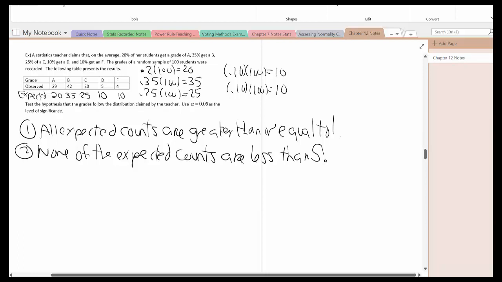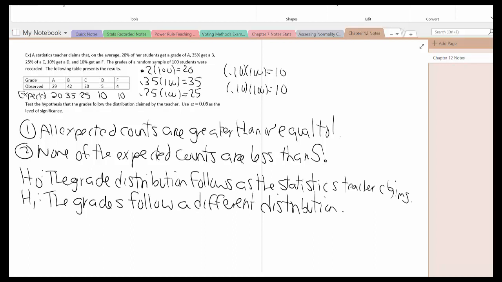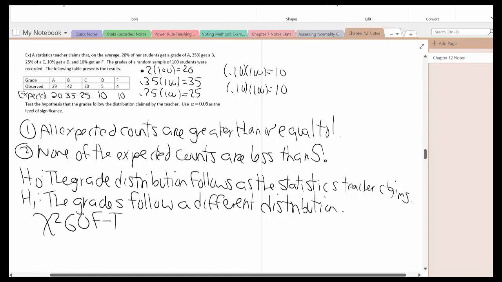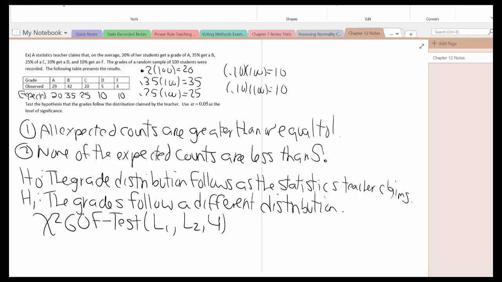Now let's write out the null and the alternative hypothesis. So I'll do that now. The grade distribution follows what the statistics teacher claims. That's the null hypothesis. The alternative hypothesis, the grades follow a different distribution. So again, this is going to be a chi-squared goodness of fit test. We'll type L1, comma L2. 5 grades minus 1 is 4. And remember, the observed is going to be L1 and the expected is L2. So let's put that in the calculator now.